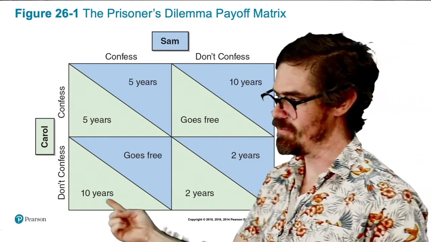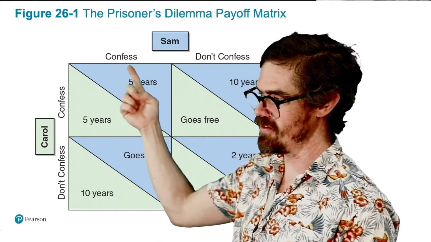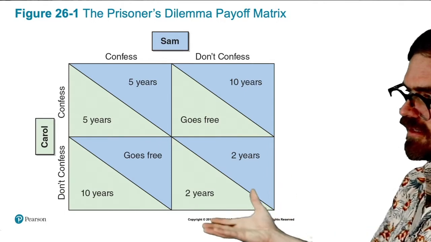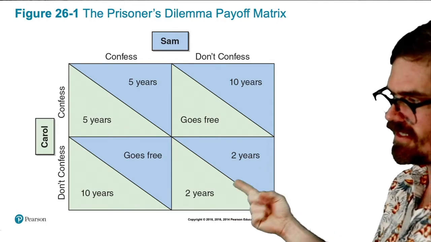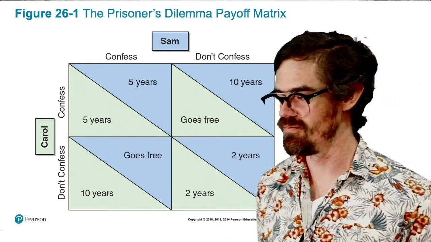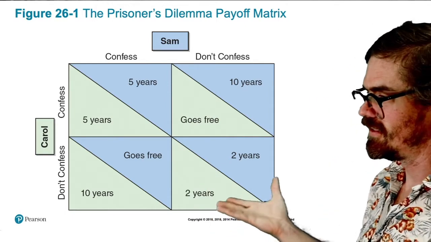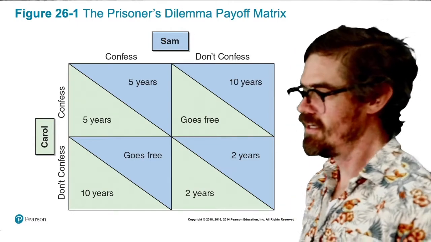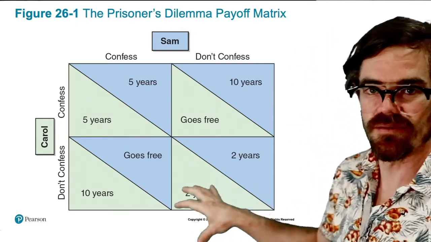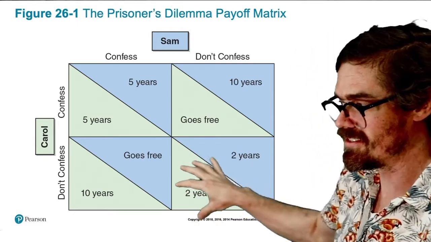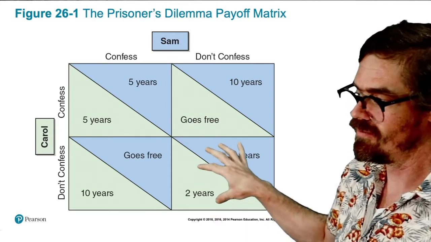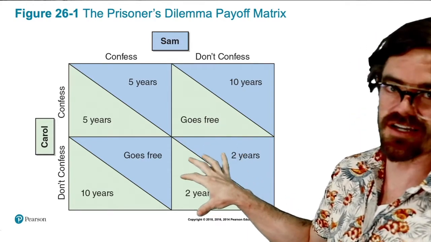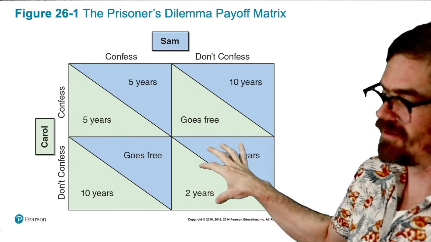It's the opposite case for when Sam confesses and Carol doesn't. And then here's the outcome where they both do not confess and each of them get the smallest, well, other than going free, the better outcome, where they only get 2 years apiece. So if they could somehow coordinate and cooperate, this is kind of where they want to be. Yeah, they both have to go to jail, but it's the least amount of time.